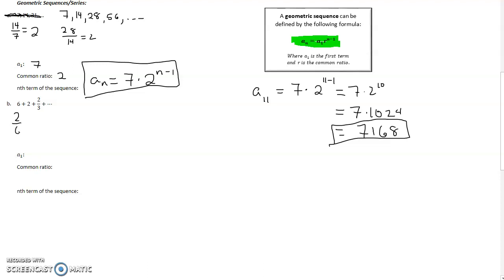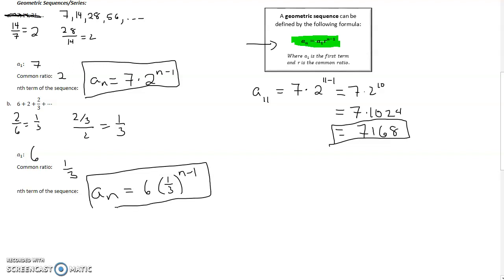So if I divide 2 by 6, that gives me 1/3, right? And if I divide 2/3 by 2, I also get 1/3. So we can see the common ratio here is actually 1/3. And that's why this is decreasing, because you are multiplying each time by a fraction. We also know that the first term in our sequence is 6. So to find the nth term of the sequence, again, we're looking back up to the formula. We take the first term, which is 6, and multiply that by our common ratio, which we found was 1/3, and then we raise this to the n minus 1 power. Again, from there, we could go find different terms in the sequence.